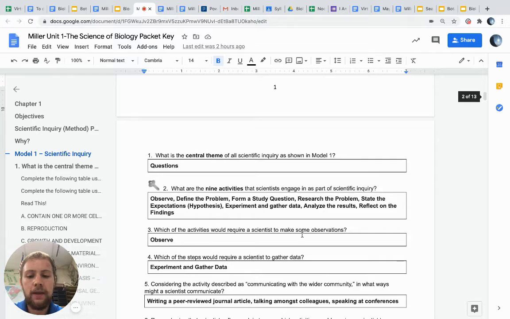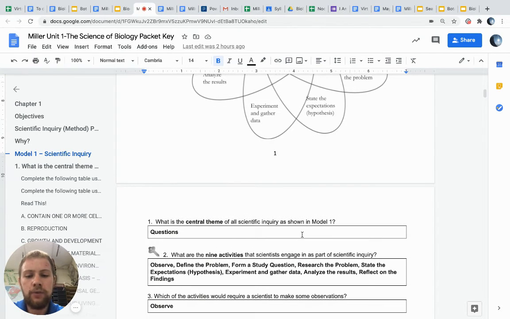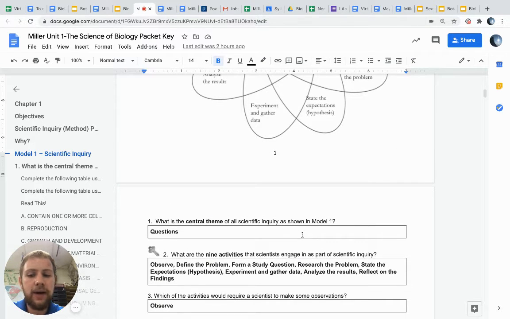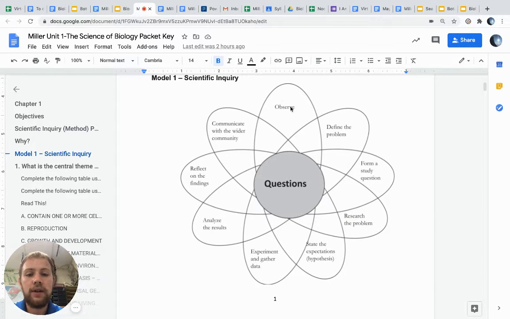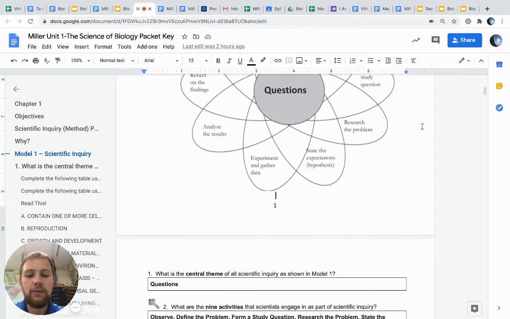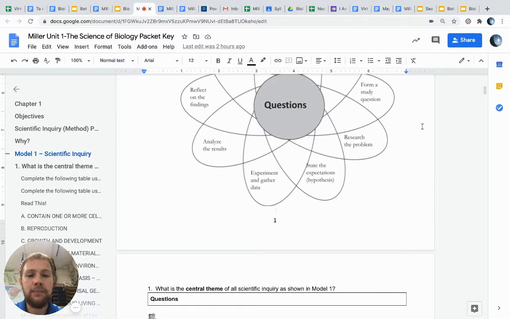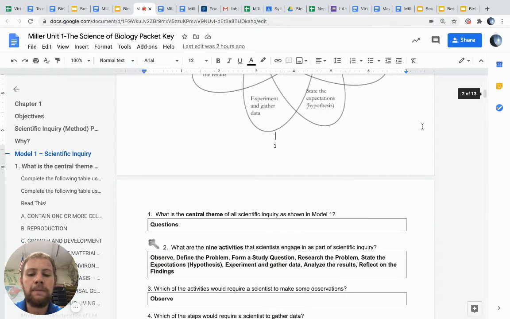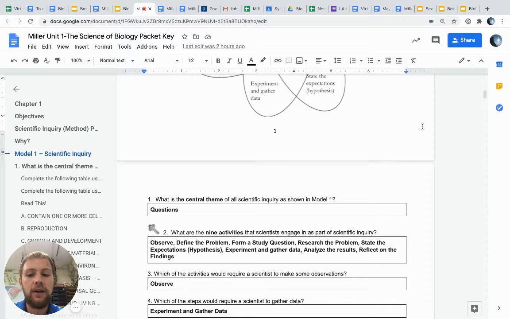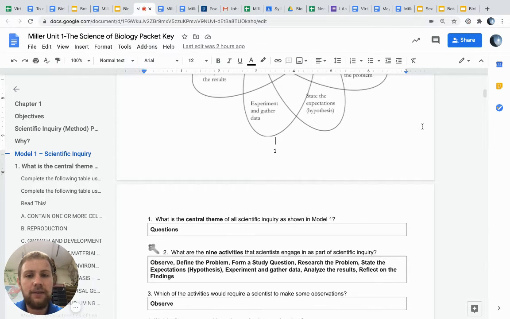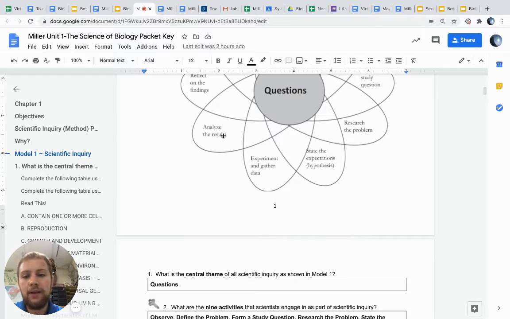Number 3, which of the activities would require a scientist to make some observations? Certainly observe is going to be the main one. Observe is going to be the key step in which they'd make observations, but they might perhaps make observations in other steps as well. Which of the steps would require a scientist to gather data? There actually is a step called experiment and gather data. So that is the one that I chose there. They might be gathering data in other activities, but usually once you're analyzing results, you're done gathering data. You're just looking at your data.